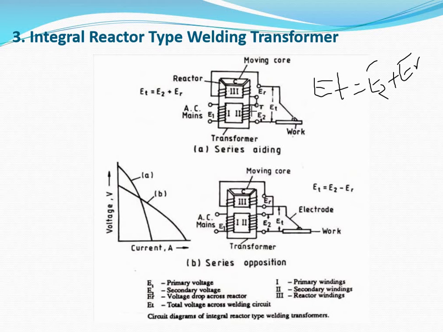When the reactor is connected in series opposition, as shown here, then its voltage is subtracted from the open circuit voltage of the transformer, and that is ET equals E2 minus ER. So series opposition connection is used for welding thick plates with heavy current. So all the details are shown here.